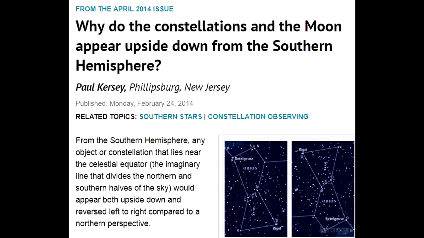The heliocentric official explanation, when somebody asks why the constellations and the moon appear upside down from the southern hemisphere, is that any object or constellation that lies near the celestial equator, the imaginary line that divides the northern and the southern halves of the sky, would appear both upside down and reversed left to right compared to a northern perspective. In other words, once you pass the equator line, the moon will reverse and the star constellations above will appear to be reversed.